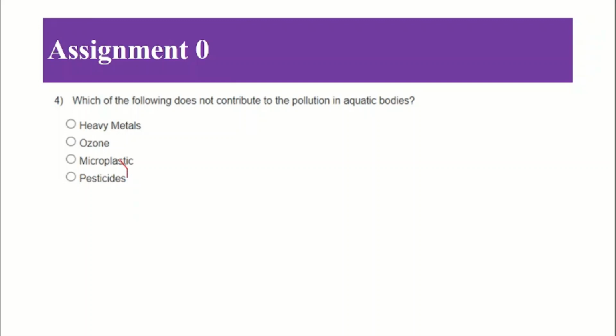So here I can say that ozone. Ozone is the one which basically is not a pollutant in aquatic bodies, and we can also think of it that way, that ozone is basically an oxidizing agent. So it will oxidize the impurities which are present. So this is the correct answer here.